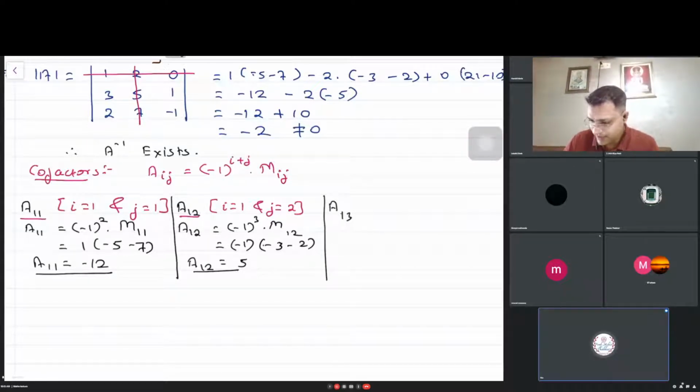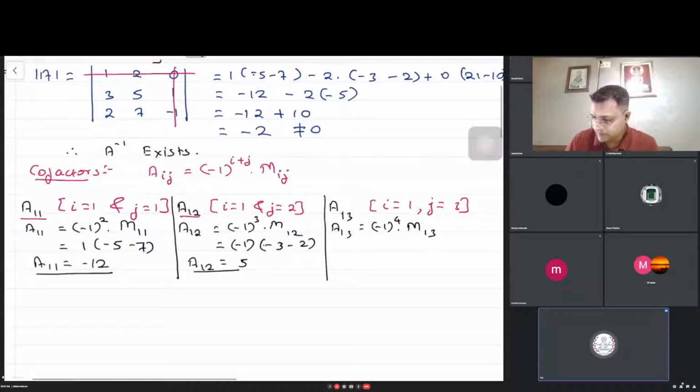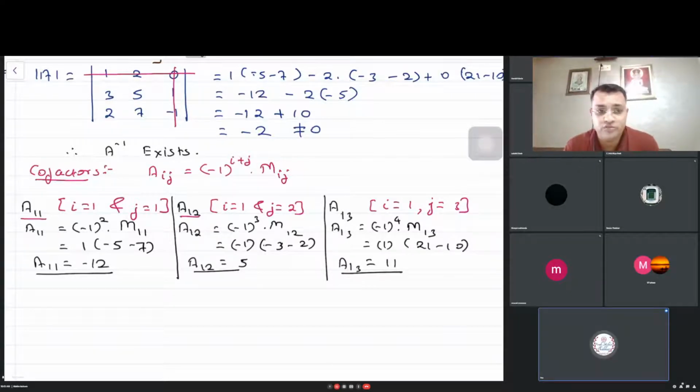A13. Now I guess you guys are comfortable, so I can do it quickly. i is 1 and j is 3 this time. So let me just cover off the first row, but this time the third column will have to be covered. So in this case, A13 is equal to minus 1 to the power 1 plus 3, that is 4, and M13. So this is 1, and if I just do the calculation, 21 minus 10, this comes out to be equal to 11. So therefore, A13 comes out to be 11.